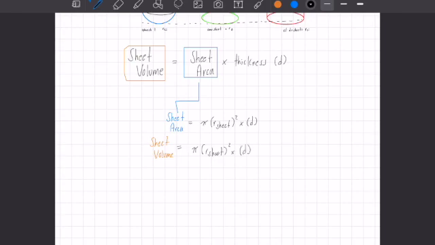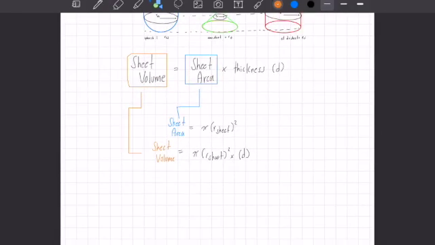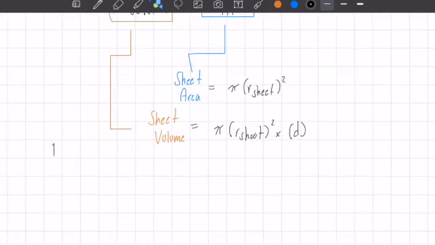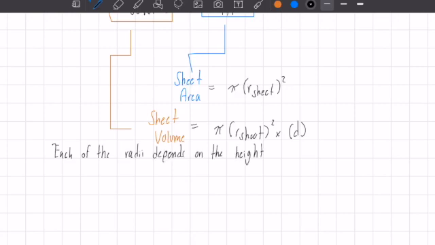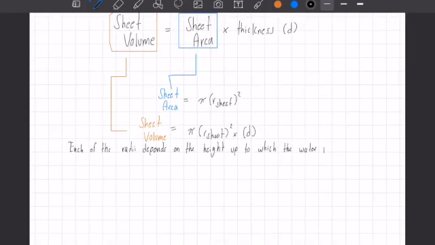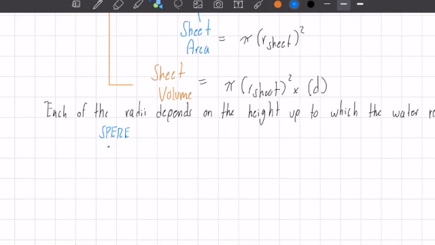Thus, we have to find the radius of each sheet, which are: radius of the sheet of the sphere, RSP; radius of the sheet of the cone, RCO; and radius of the sheet of the cylinder, RCY. Now, we have to obtain each radius through the use of geometry.